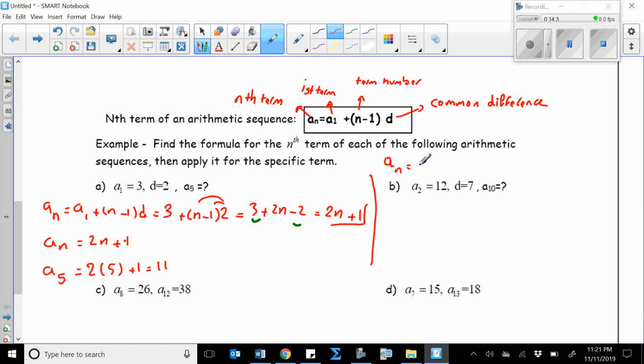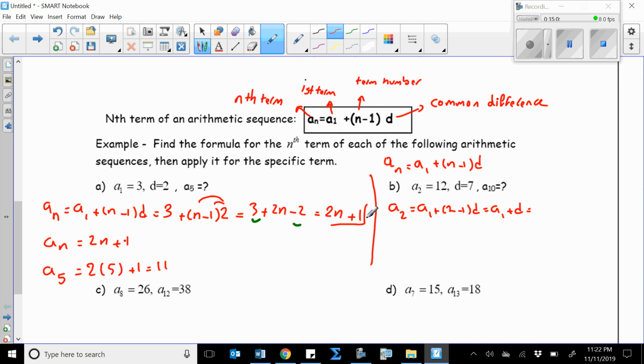To find an, we need A1 and n minus 1 times D. But we don't have A1 here yet. Let's see how we can find A1. Using A2, I know that A2 is A1 plus 2 minus 1 times D. 2 minus 1 is 1, so it's basically A1 plus D.